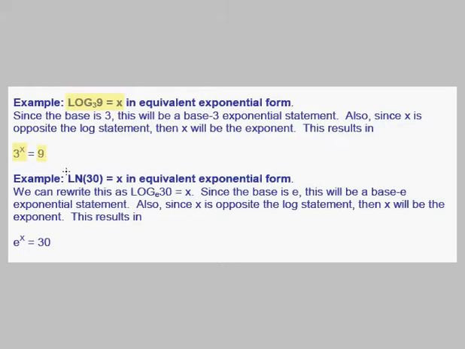In our next example, we have natural log of 30 equals x. Now remember, in the previous example we said we use ln to represent natural log or log base e. So I'm going to rewrite that as log base e of 30 equals x. So that makes e our base, and that makes x our exponent on our base. So we rewrite that as e to the x equals 30.